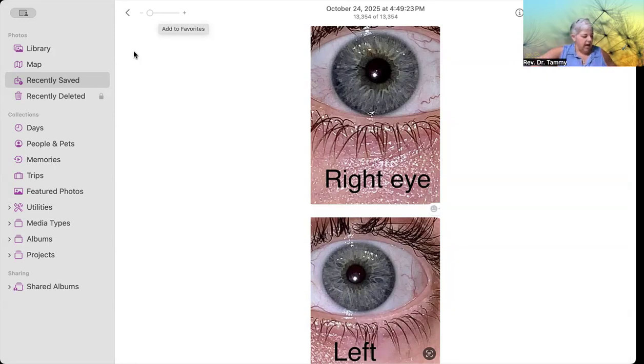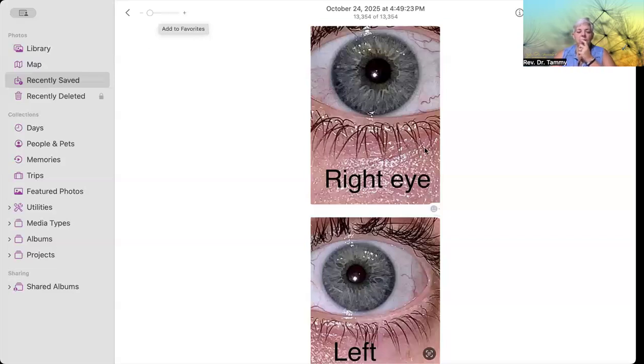Again, with these mini iris analyses, I typically only give about three top things. Now these irises show quite a few things going on. This is for educational purposes only, by the way, and this is not medical advice at all. So I need to put that disclaimer out there.